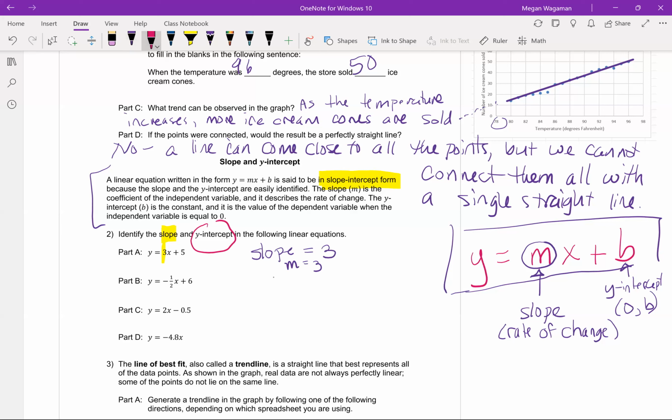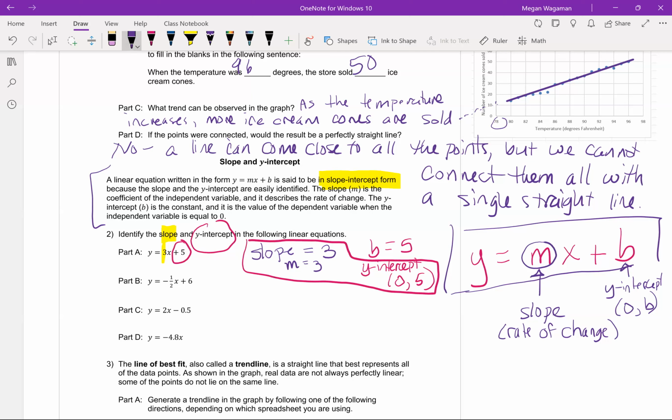The y-intercept is the constant, so it's the number that's by itself. You want to pay attention to what sign is in front of it also. That's true in both cases. So in this case, our b is equal to 5. So the y-intercept is going to be at 0 comma 5. So it's always 0 comma whatever. So that is for part A.